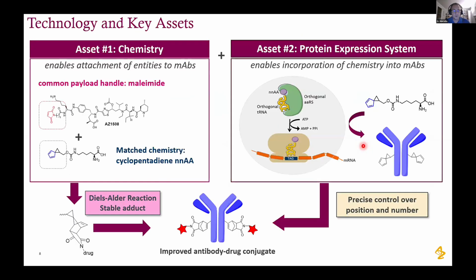Okay, so overall, the technology gives us two key assets. We have a conjugation chemistry that lets us make very stable conjugates that are irreversible. We have an expression system that lets us control precisely where the non-natural amino acids are placed. And when we combine those two together, we have a protein engineering tool to assess what the impact of site is on an ADC.